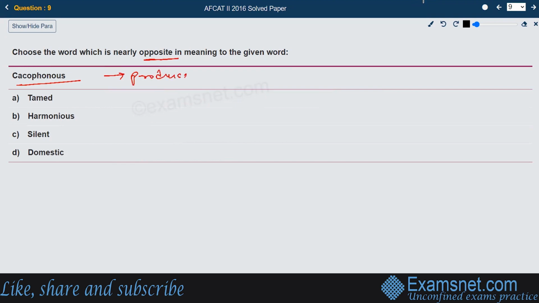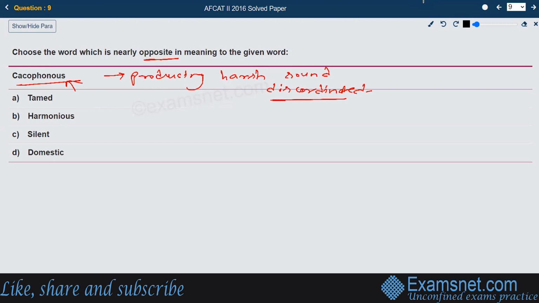Producing harsh sound, and also we can say discordant sound. Discordant sound means you are creating a sound, but that is not in a particular tune, not following any particular pattern, so it sounds bad to your ear. That is what cacophonous means. We are supposed to find out the opposite of that.